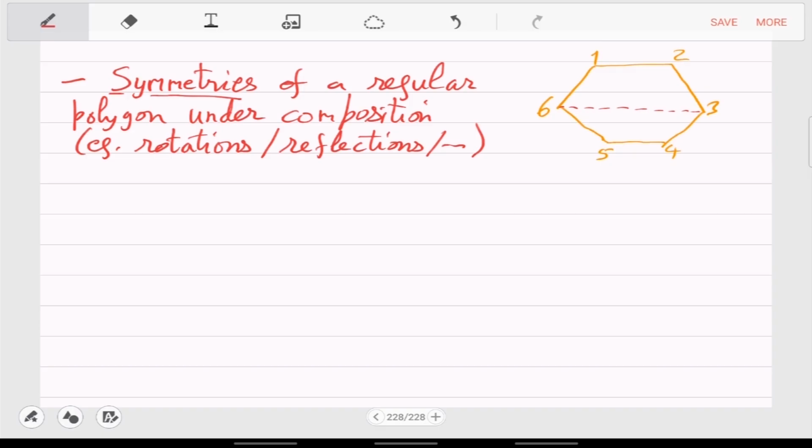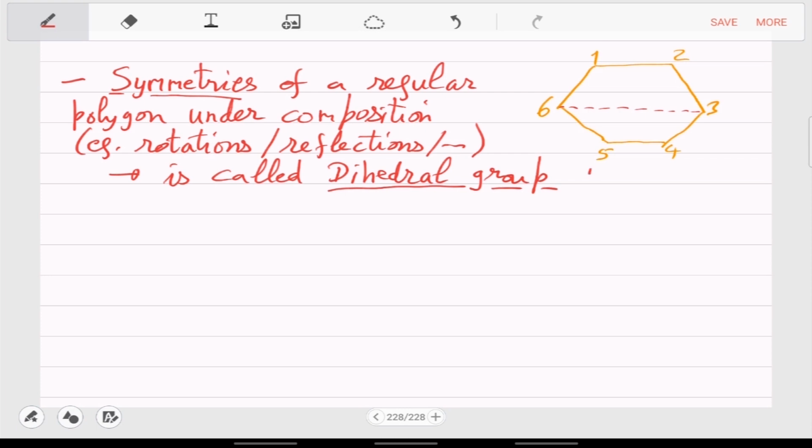It will have the identity element the same. This is called the dihedral group. Okay, so this will be for n-gon, it will be Dn. So this D6 or Dn will be subgroup of Sn. Is that clear?